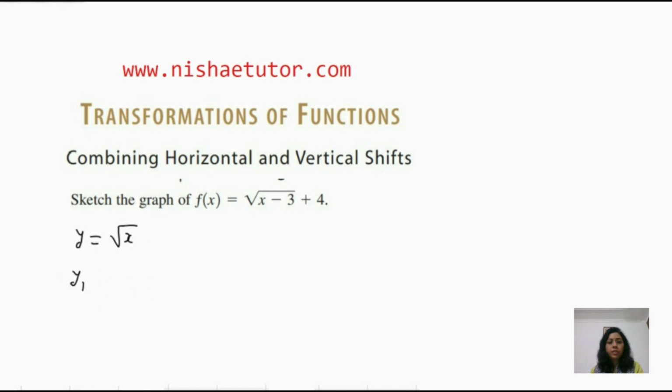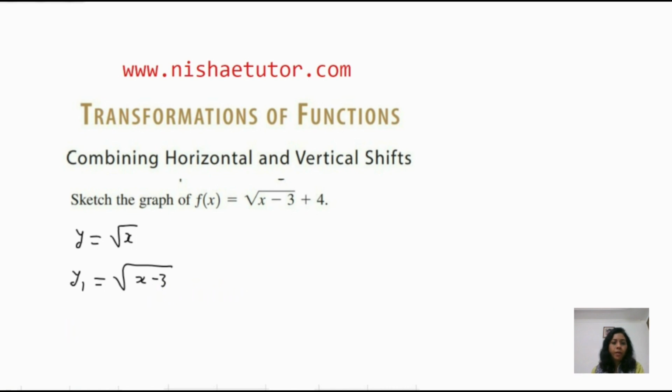And the next one is x minus 3. We have already done horizontal shifts and vertical shifts. So x minus 3 is a horizontal shift, because this is just like the function f(x minus c). So here x minus 3 means a 3 unit shift to the right side.